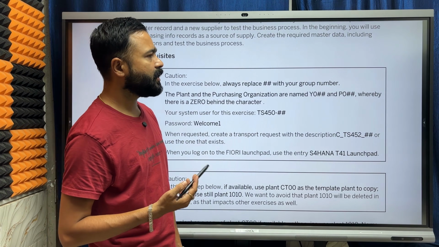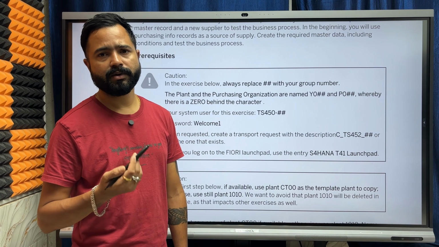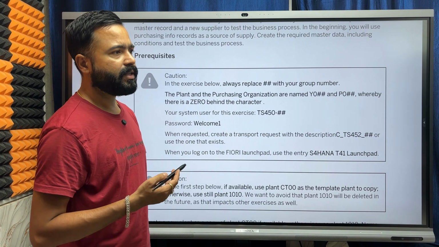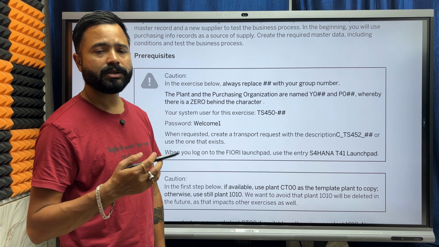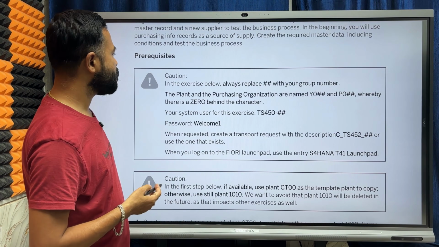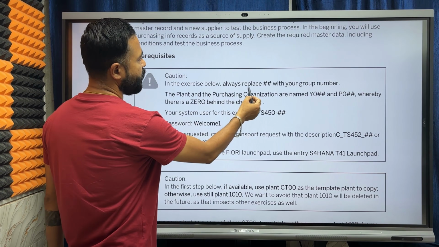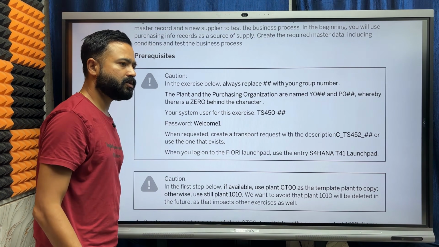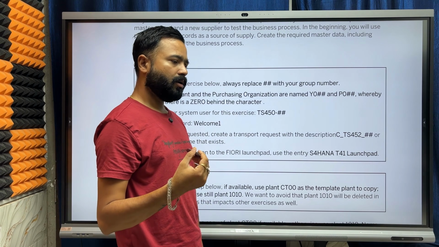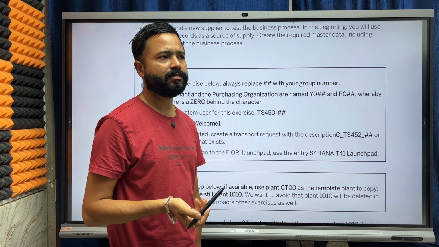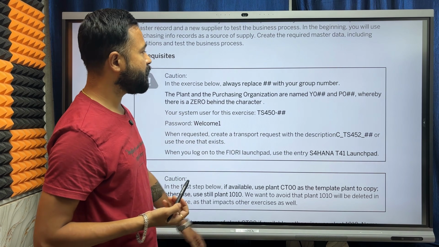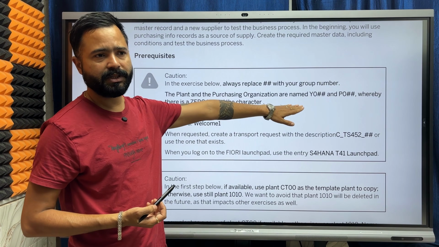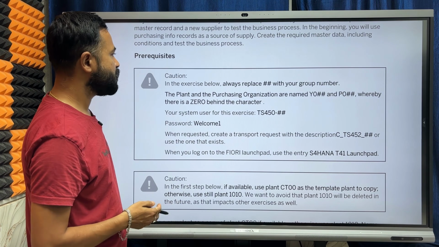So here it is saying that we need to create a plant, we need to create a purchasing organization. We can copy it from the standard one, and then we can create some storage location, or we can copy the storage location from the standard one. And here it is saying always replace this hash with your group number. So what is your group number? Let's say, for instance, I have a group number of 65, so I will replace everything with 65. Whenever there is a hash, I will be changing that to 65.